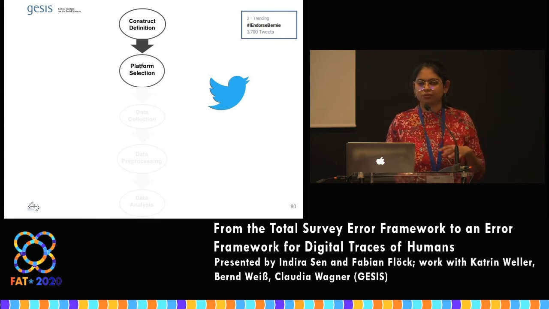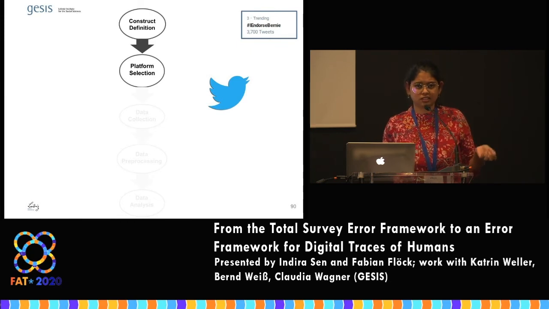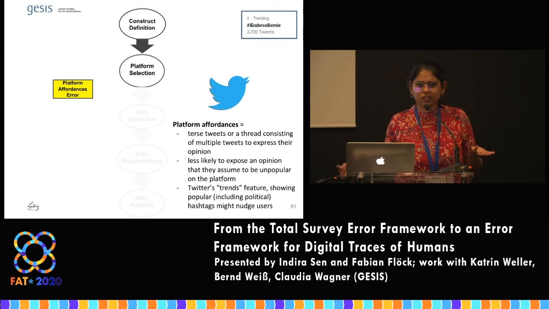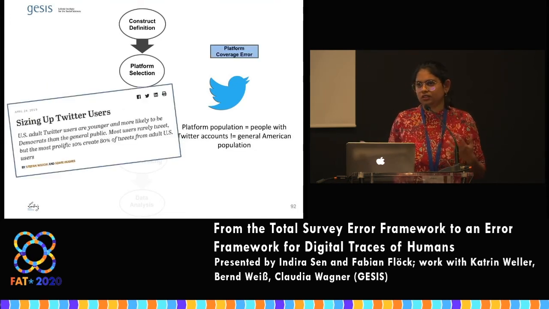So all of these, Twitter's platform affordances, can affect how people express themselves or express their signals or induce signals about presidential approval, ultimately affecting the way we end up measuring some of these signals. So that would then be the platform affordance error. On the other hand, in choosing Twitter, we also incur a coverage error or a representation error because Twitter's platform population is simply not aligned with the US adult population.